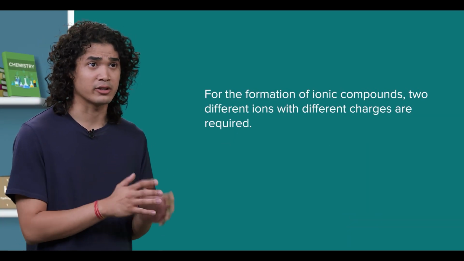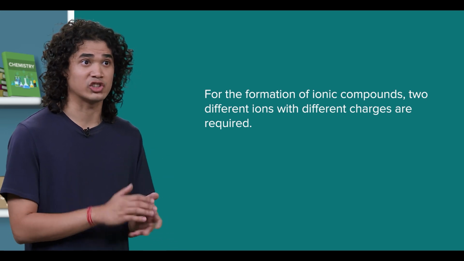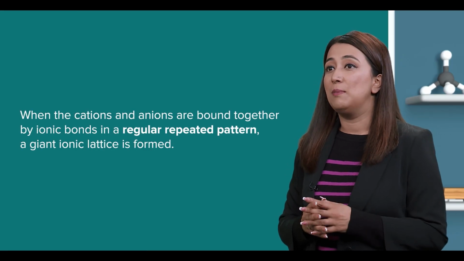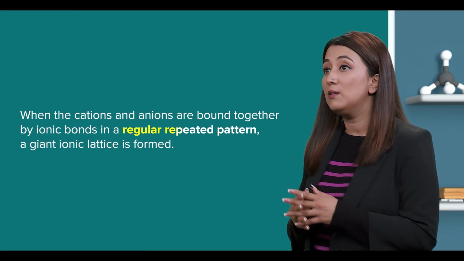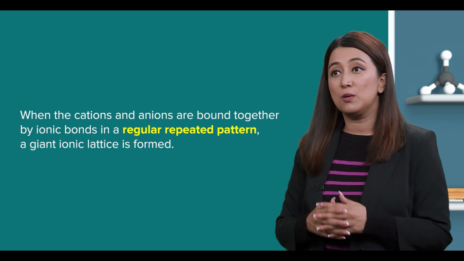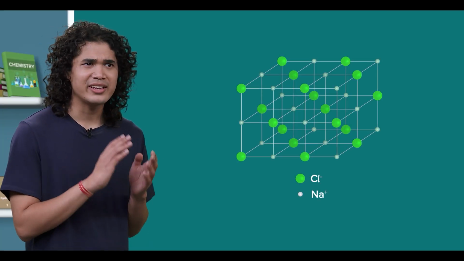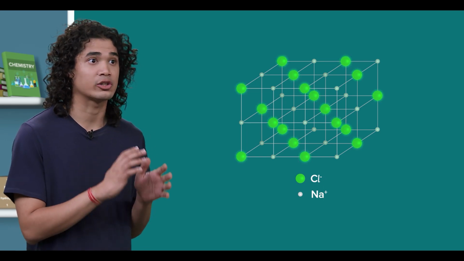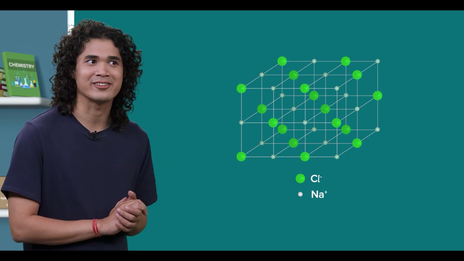First things first, do you remember how ionic bonds are formed? Yes, I do. For the formation of ionic bonds, two different ions of different charges, that is, positive ions and negative ions, are required. Correct. When the cations and anions are bound together by ionic bonds in a regular repeated pattern, a giant ionic lattice is formed, as seen in sodium chloride and magnesium oxide. Yep. In sodium chloride, each sodium ion is surrounded by 6 oppositely charged chloride ions, and each chloride ion is surrounded by 6 sodium ions.